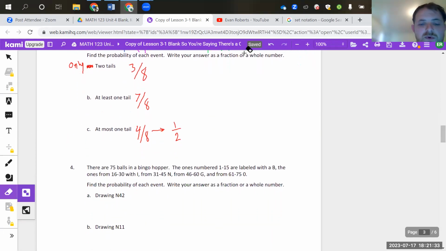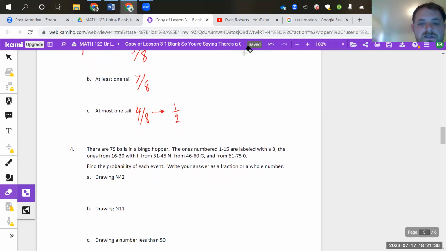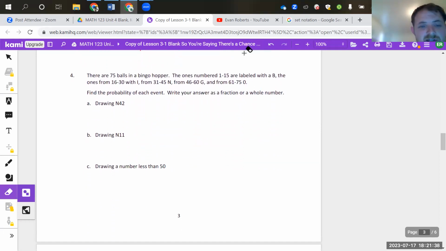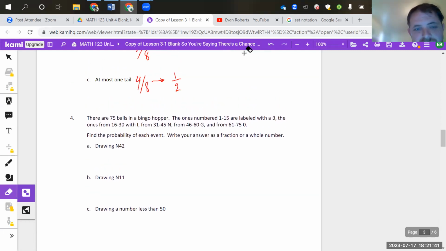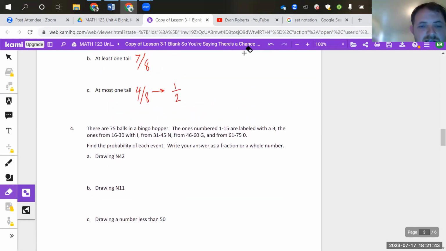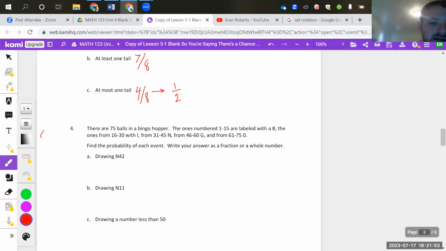So this one is going to have a lot of reading involved, and you've got to look back and forth, making sure that we understand what the question's saying. So if there's 75 balls in the hopper, that's probably going to be a candidate for our sample space, which would most likely be the denominator. So again, that sample space is usually going to be the total, which in this case is the 75 balls.